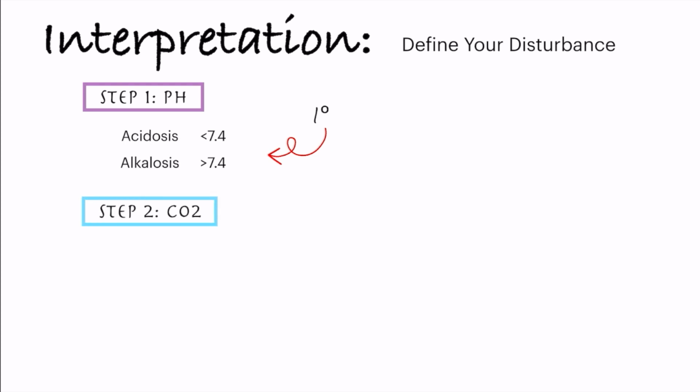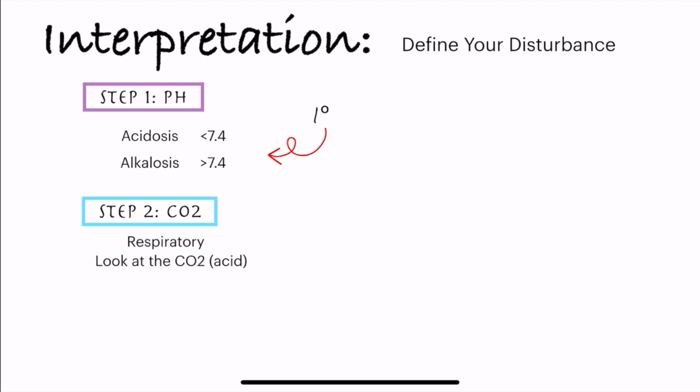To then further define what type of acidosis or alkalosis you have, let's start with the carbon dioxide level. This is your respiratory component. Look at how much acid you've got with your CO2. If it's greater than 45, you've got a respiratory acidosis. If it's less than 35, you've got a respiratory alkalosis.